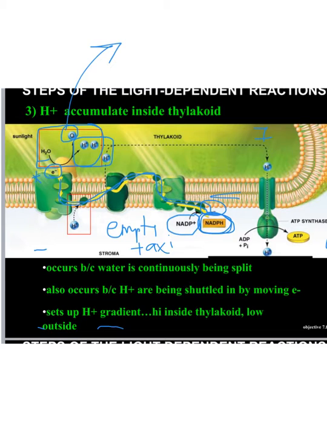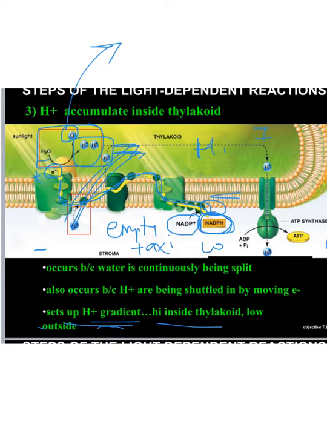So what happens is, as that electron is bouncing down that chain, it is pulling hydrogen ions inside the thylakoid. So you can see we're going to get hydrogen ions that are going to be shuttled inside this thylakoid. And it's going to set up this hydrogen ion gradient. It's going to be high on the inside and low on the outside. So this is very similar to the hydrogen ion gradient that we talked about in the mitochondria with cellular respiration, except the gradient is reversed.